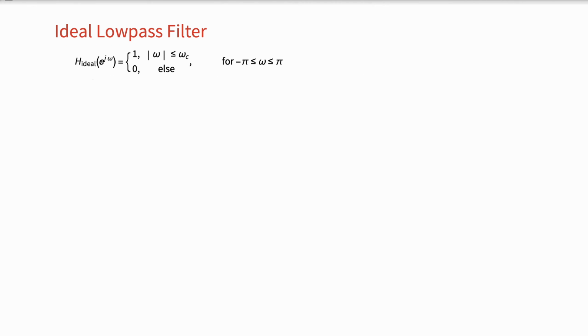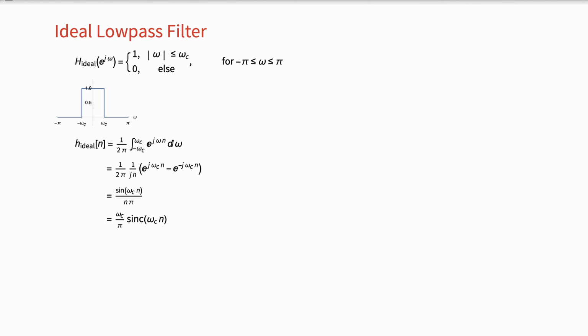Our goal here is to design a low-pass filter with a cutoff frequency of omega c. Let's first define a zero-phase ideal low-pass filter as shown here. If you look at the magnitude spectrum of the low-pass filter, we have a unit box over frequencies between minus omega c and omega c. The unit sample response will then be the inverse discrete-time Fourier transform of the frequency response. Evaluating the integral and simplifying, we have a sinc function for the impulse response.